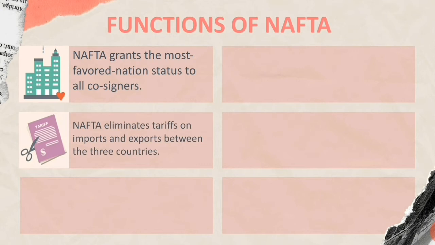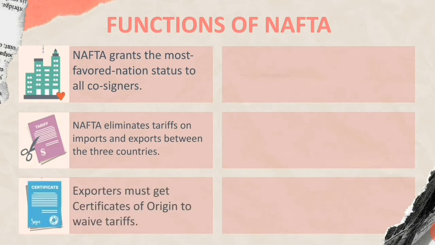Second, NAFTA eliminates tariffs on imports and exports between the 3 countries. Tariffs are taxes used to make foreign goods more expensive. NAFTA created specific rules to regulate trade in farm products, automobiles, and clothing.